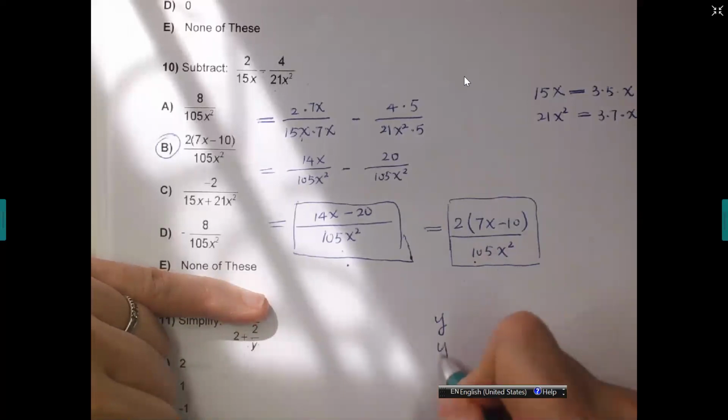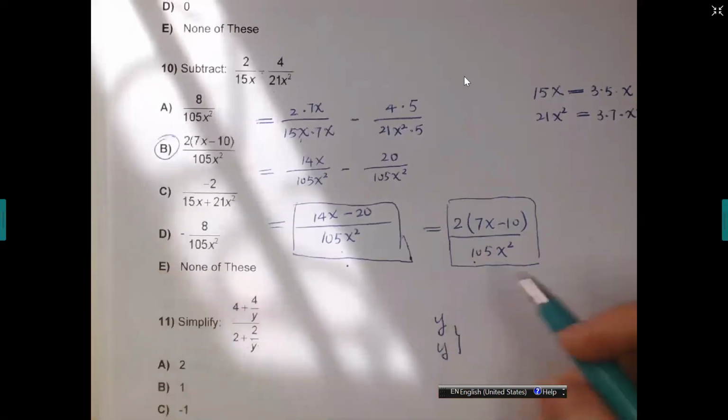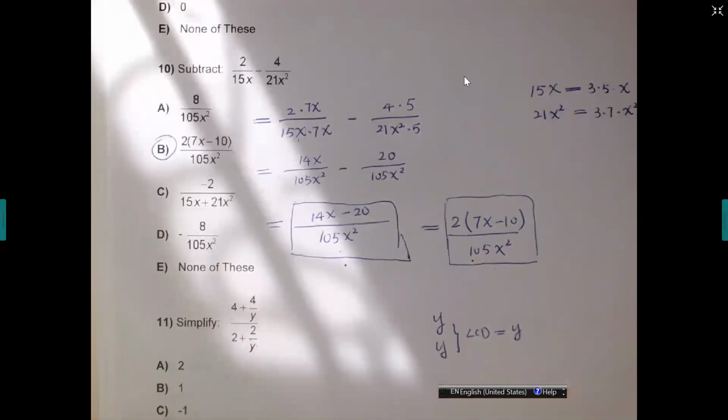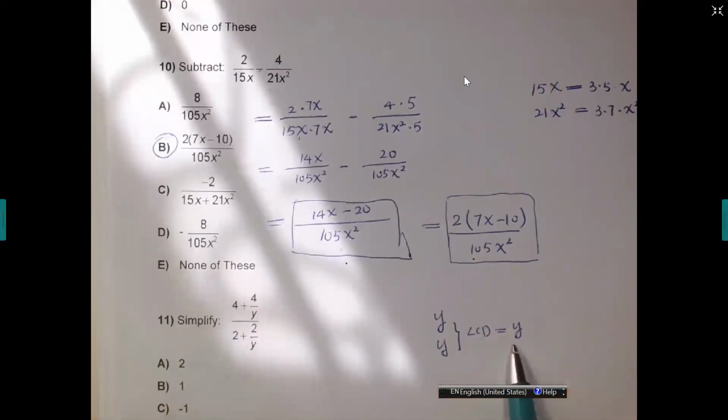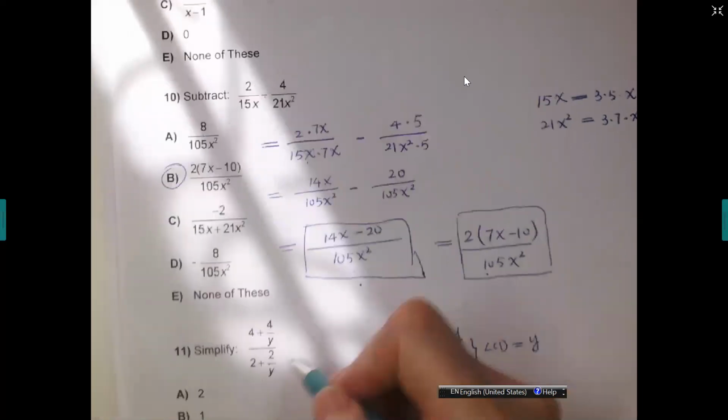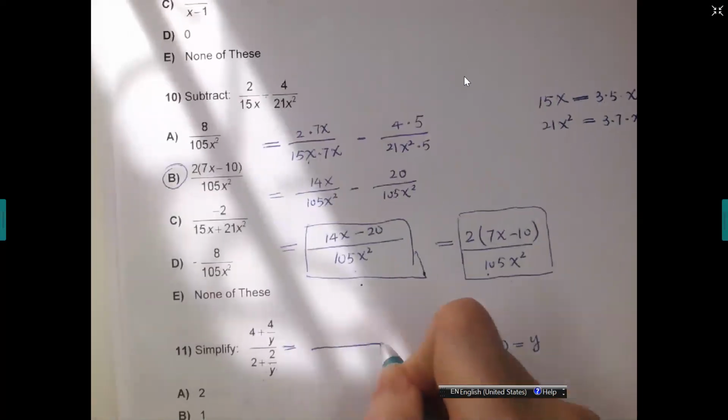So y and y, there are two denominators. What is their LCD? That's y itself. Okay, having this in our mind here, go back to the problem. I'm going to multiply every term by the LCD. So equals, draw this number here.